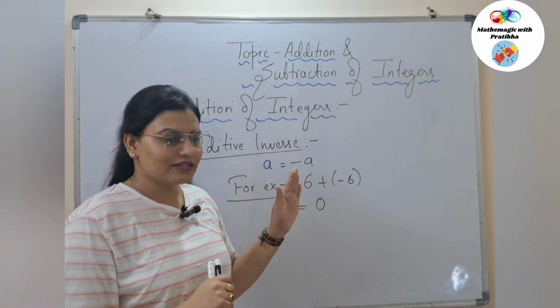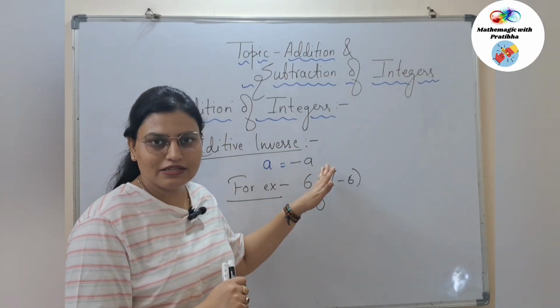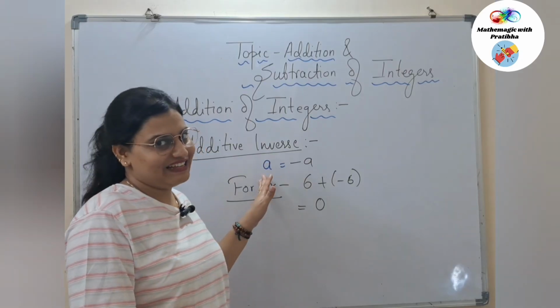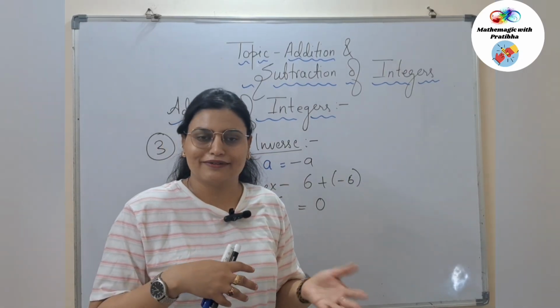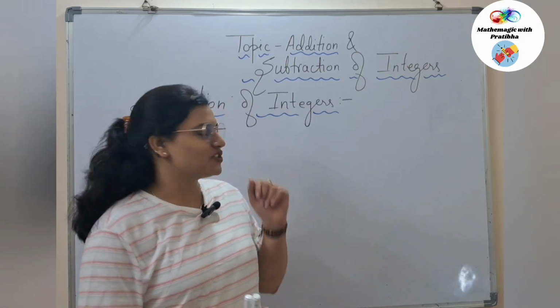So let's understand this one more time. A's additive inverse is minus a, and minus a's additive inverse is a. Means they both are additive inverses of each other. Now let's understand subtraction of integers.